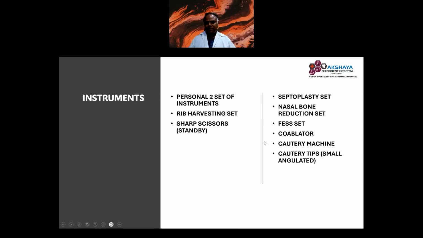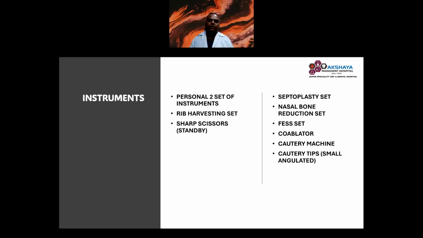Okay. So this is about the instrumentation: coblator, cautery, all those things. If you have them in your own setup, then it will be a good thing. FESS instruments also. FESS instruments, most of the time, we will forget. If the patient is having some concha bullosa or some turbinoplasty, some kind of polyp, then always better to do it in the same setting. A basic FESS.